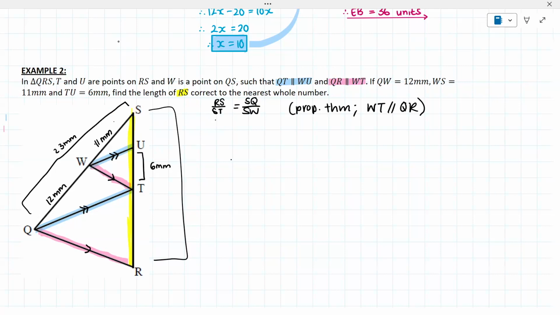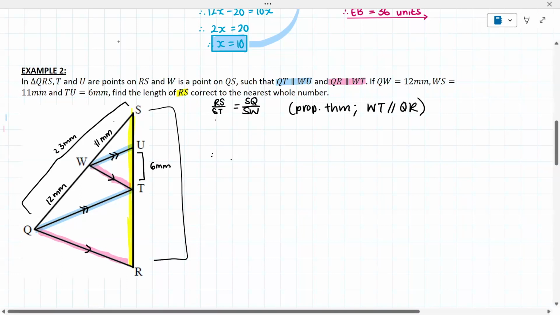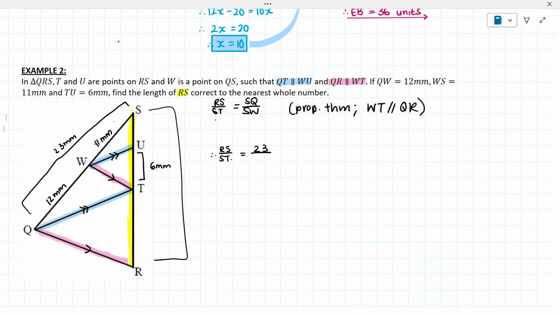Cool. Now I'm going to substitute in the information that I know. RS, obviously, I don't know. That's what I'm looking for. ST, I don't know. But remember, I said it's absolutely fine if there's stuff we don't know, we can work it out. SQ, I know because it's the whole side length, 23. And SW, I know because I was given that as 11. So I'm already starting to gain some information here.